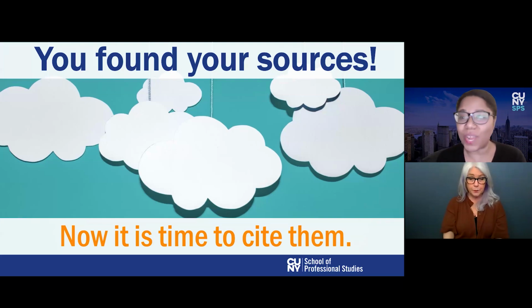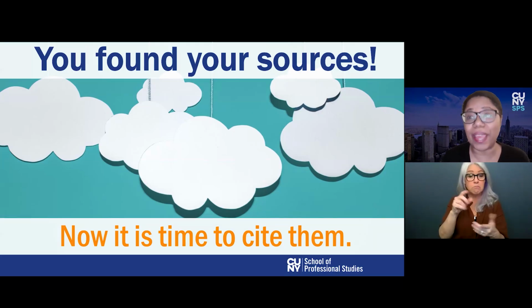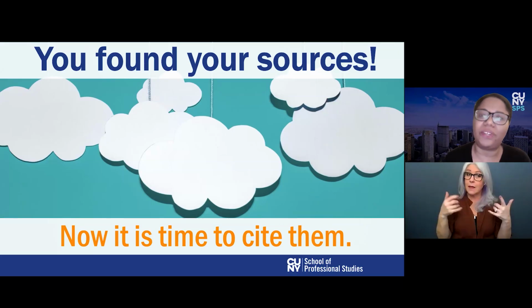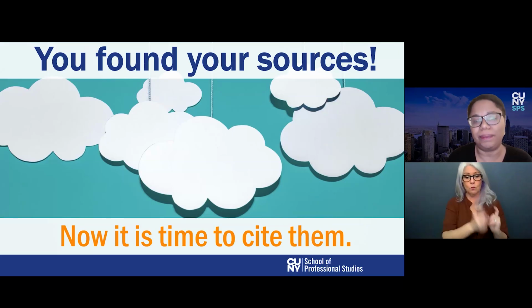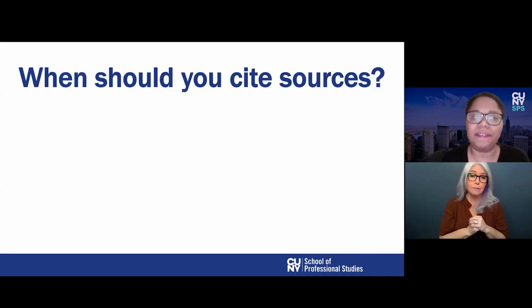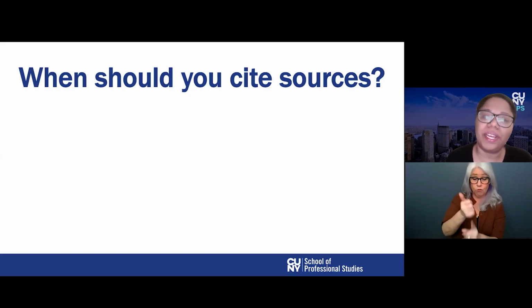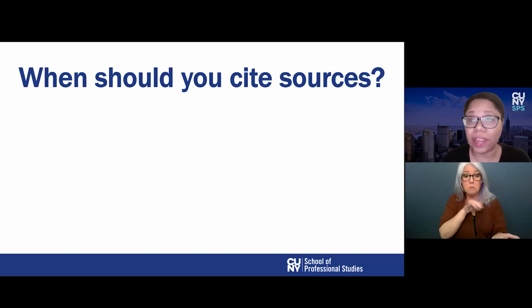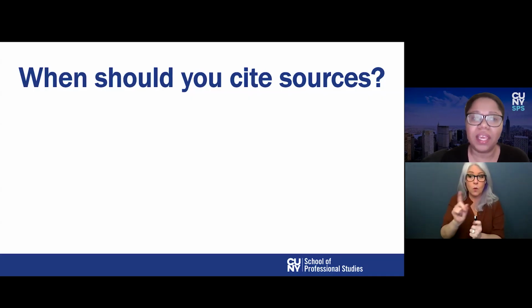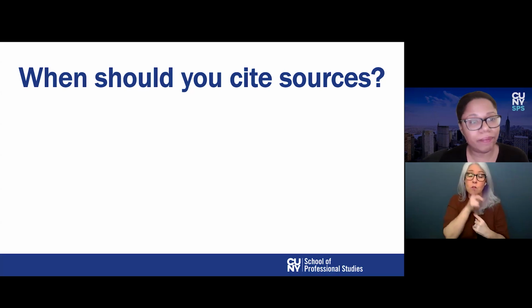So let's say you've used OneSearch or any of the other databases, and you've found all of the sources that you're going to incorporate into your paper. Once you've done that, it's time to give citations for each source that you use. So citations are specific information that you are required to provide in order to help your reader know exactly where your information came from. There are 4 situations where it's important to cite your sources.